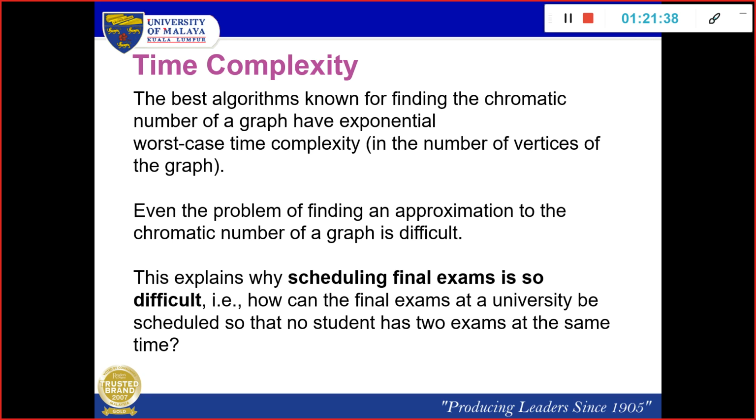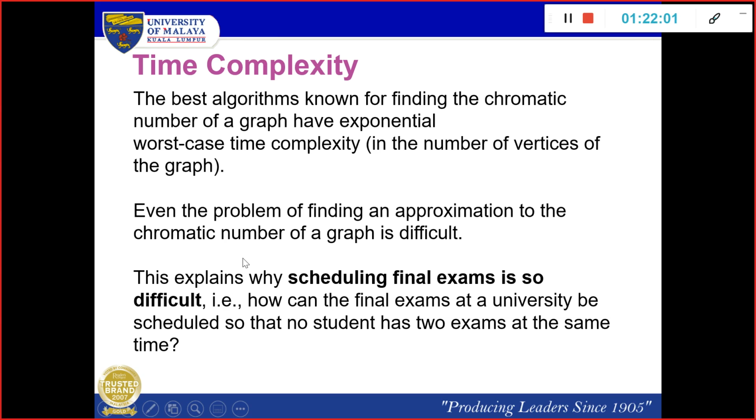There is a time complexity problem for this chromatic number. The best algorithm known for finding the chromatic number of a graph has exponential worst case time complexity. Even the problem of finding an approximation to the chromatic number of a graph is difficult. So that's why it's difficult, it took more than 100 years to prove that. This explains why scheduling final exams is so difficult.